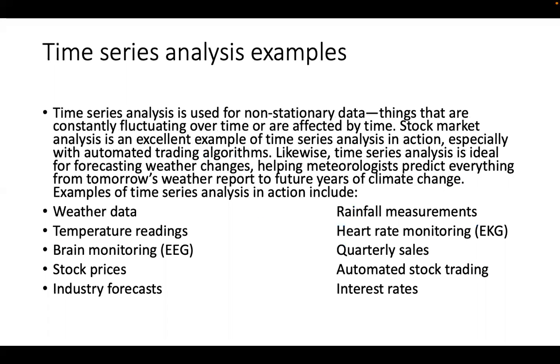Okay, and then time series analysis example. Time series analysis is used for non-stationary data. Stationary is stagnant, which has stopped at one place. So it is used for non-stationary data, things that are consistently fluctuating over time or are affected by time. So it is primarily done for the things which are consistently fluctuating. Consistently fluctuating meaning जो चीजें बार बार ऊपर नीचे जाती हैं, जिनके प्राइसेस बहुत ऊपर नीचे जाते हैं with the passage of time, ठीक है, उनके लिए.